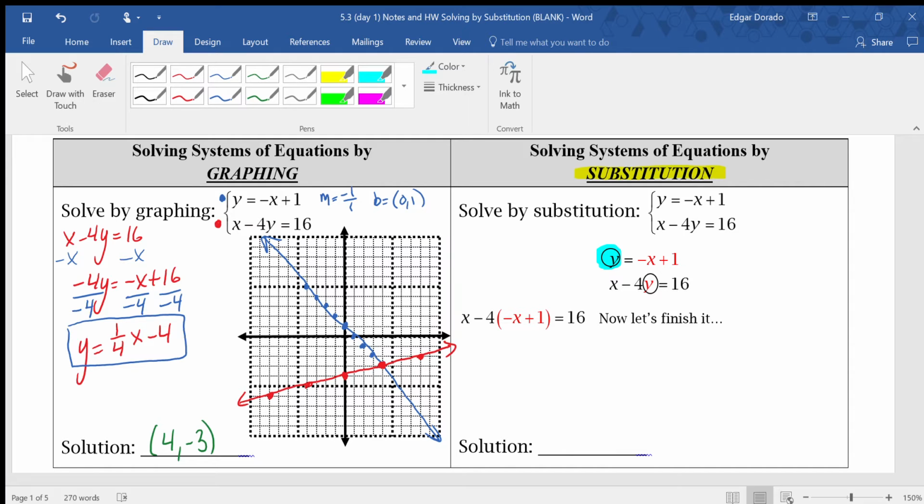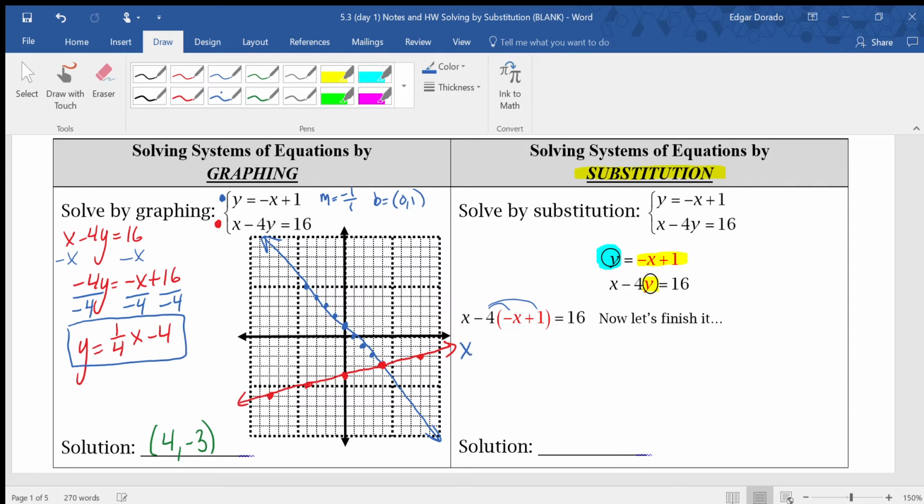But if you start to think about it, if y is this negative x plus 1, then why couldn't I just substitute that negative x plus 1 in there? That's exactly what you see in this new equation. All I did was take that y, and instead of putting a y, I put a negative x plus 1. Let's distribute that out. If I distribute this negative 4 here, what would I get?